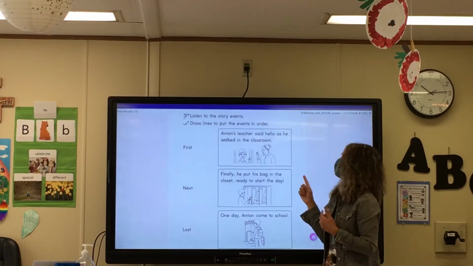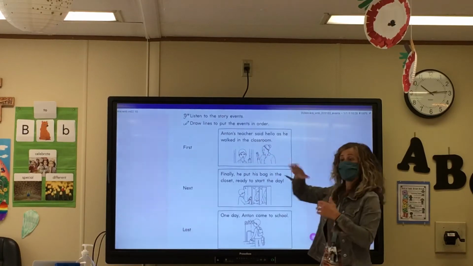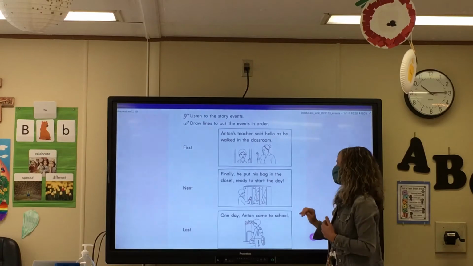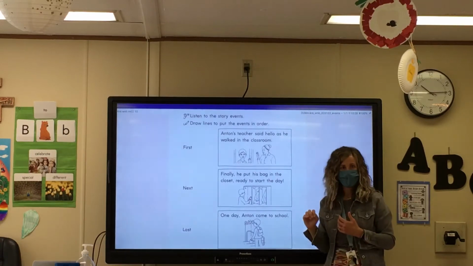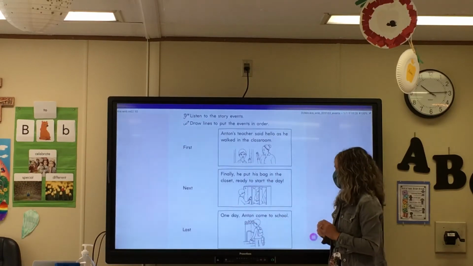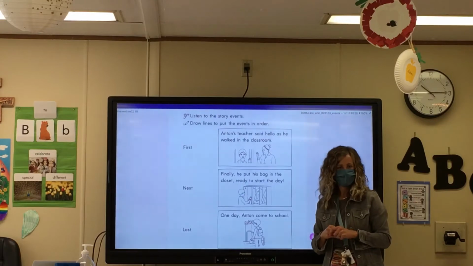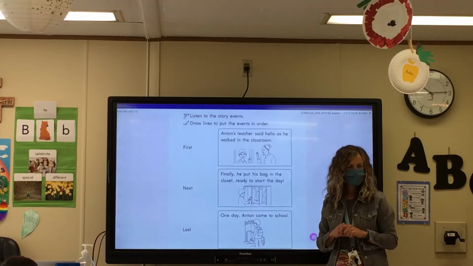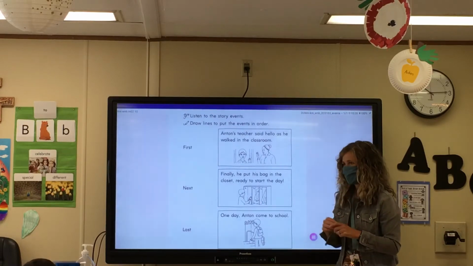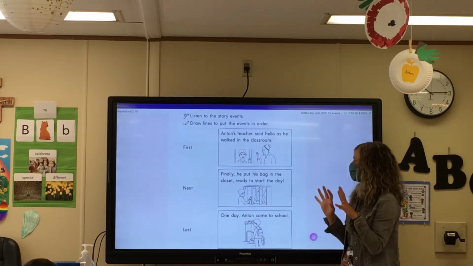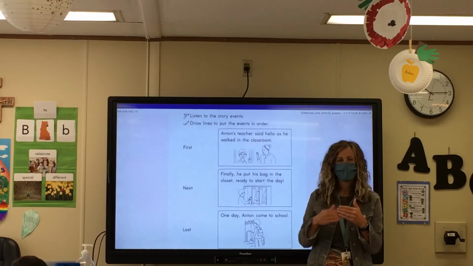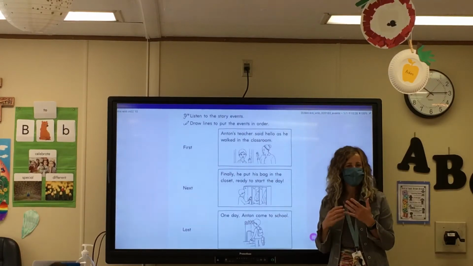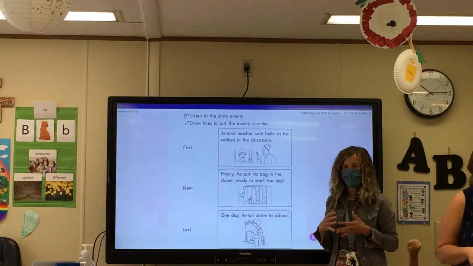Okay? Anton's teacher said hello as he walked into the classroom. Finally, he put his bag in the closet ready to start the day. One day, Anton came to school. Did that kind of make sense? No. It seemed a little weird, didn't it? Okay. So let me ask you, just looking at the pictures, which one looks like it should happen first?